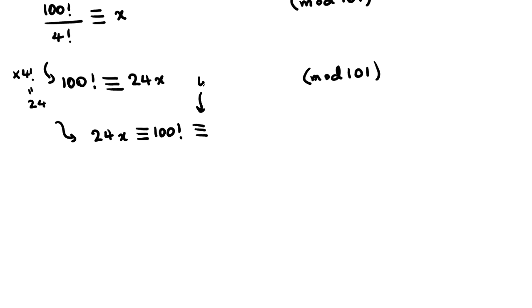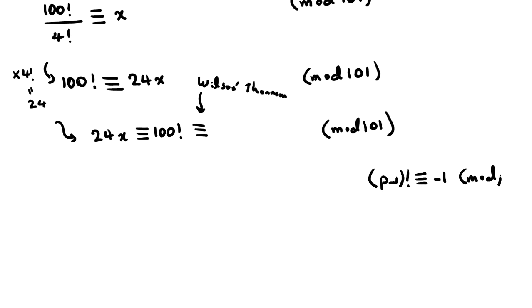In this case, we want to use Wilson's theorem. Can you tell me it is what mod 101? Wilson's theorem: if P is a prime, P minus 1 factorial is negative 1 mod P. Here, 101 is a prime number. It is P minus 1. So great. It will be negative 1. So here, we've applied Wilson's theorem.